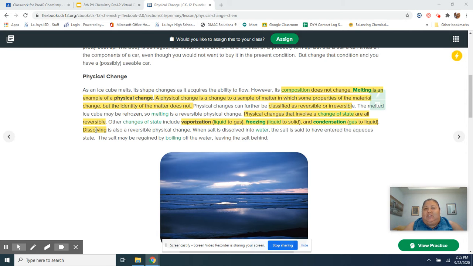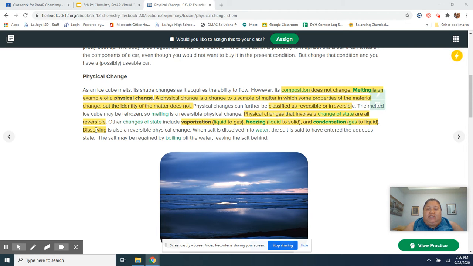One thing you always have to remember about a physical change is that the composition does not change. When I say composition, I'm talking about the formulas, okay? H2O, if you have it in the ice form, the solid form, it's the same formula. If it goes from a solid to a liquid to a gas, the formula has not changed. That is what we mean by composition. Melting is an example of a physical change.